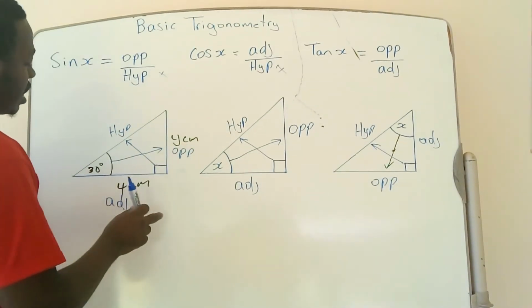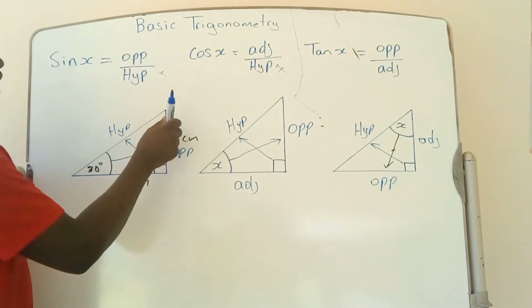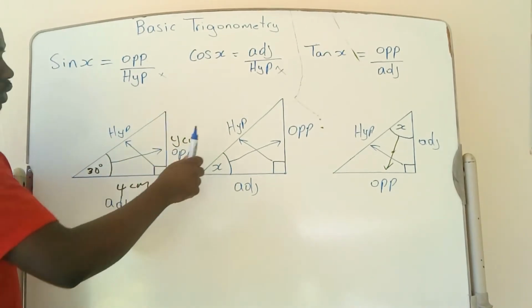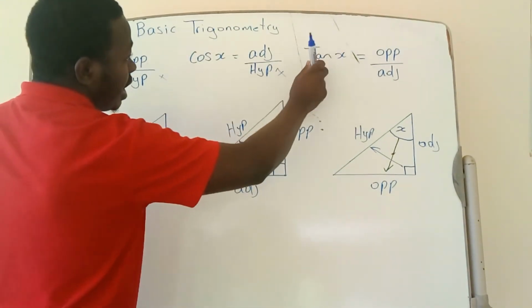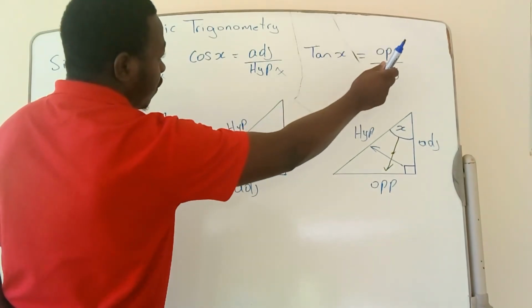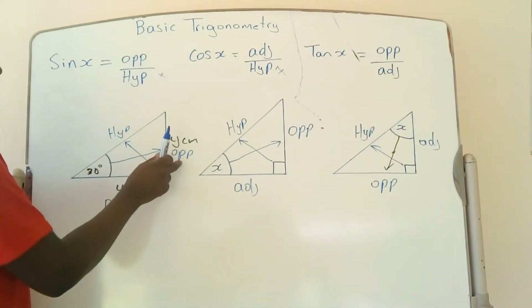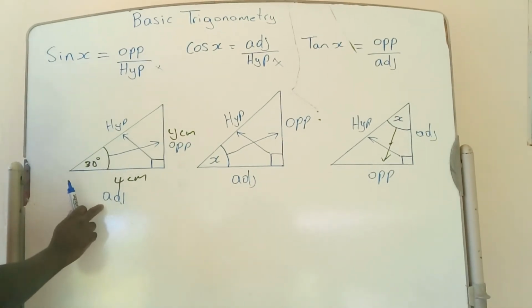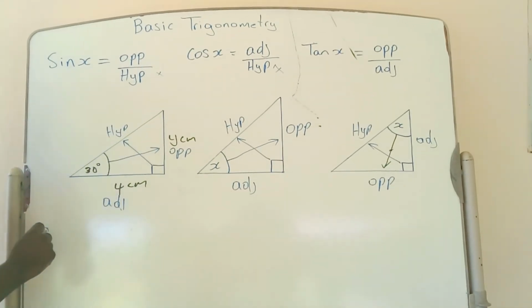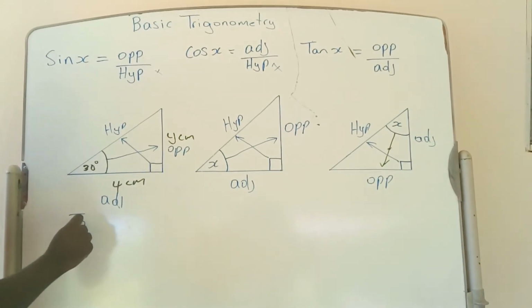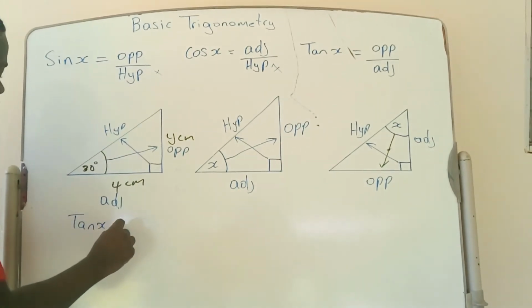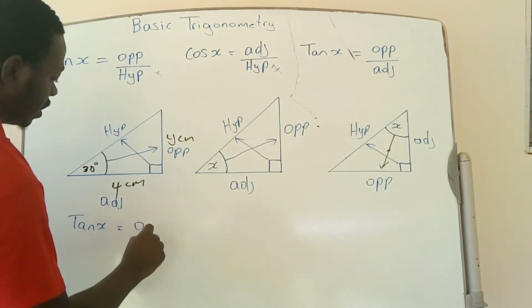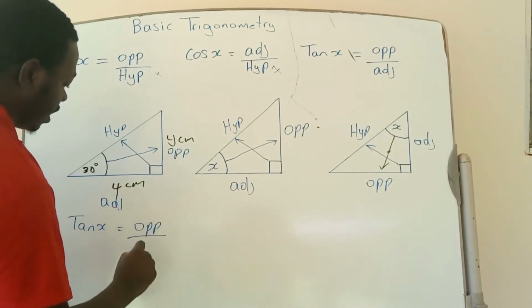So the one that you can use to determine the length of y is tan x, which is opposite over adjacent. Do you have information for the opposite side? Yes. Do you have information for the adjacent side? Of course. So you can write your formula to say that tan x is equal to opposite over adjacent.